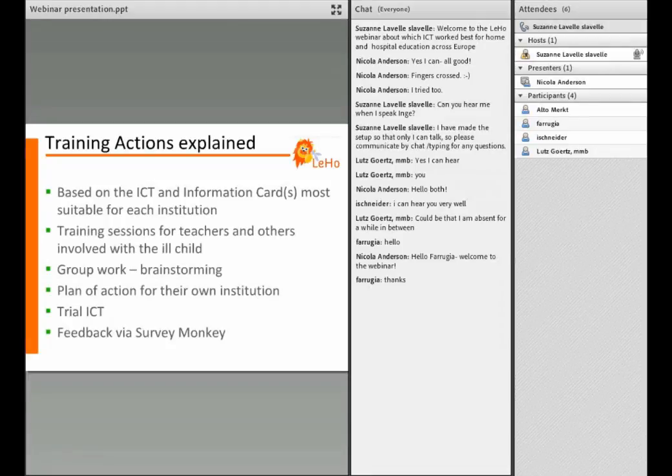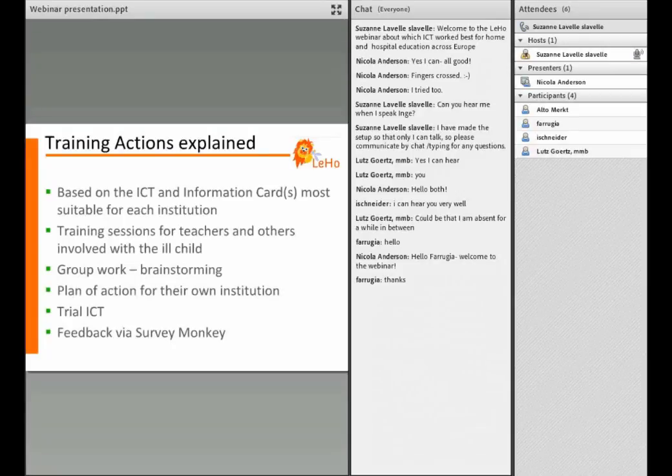It would then involve group work with these people, like a brainstorming session. How do you think it might work? What do you think would be useful? What do you think the barriers might be? How would you go about implementing it? Is there a cost implication? All of that type of thing. And then coming up with a plan of action for their own institution. How would they implement this at their own school?